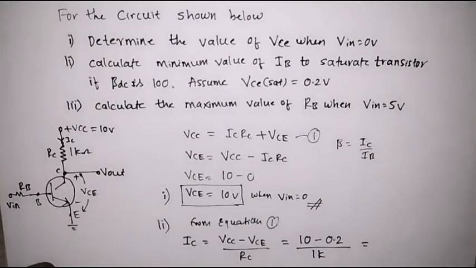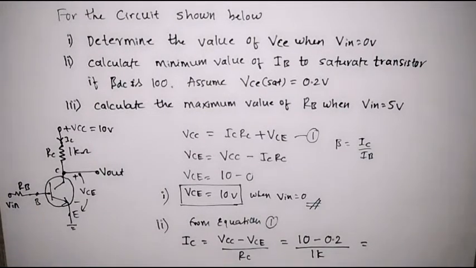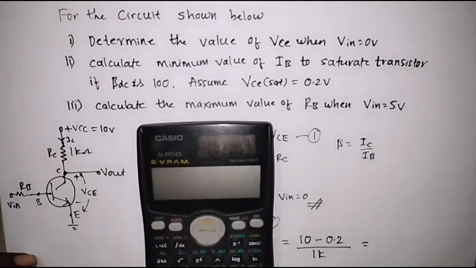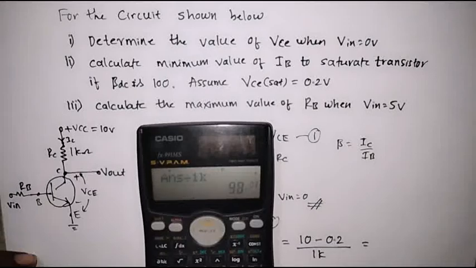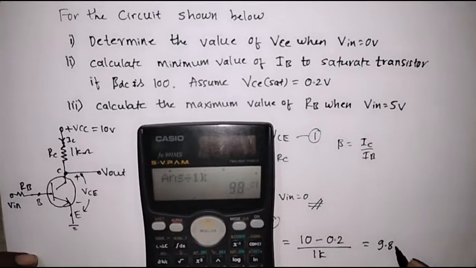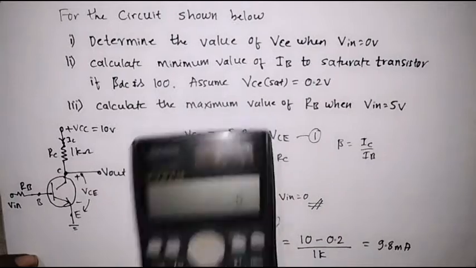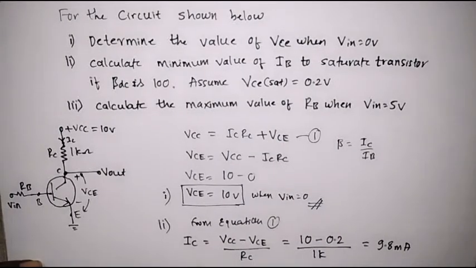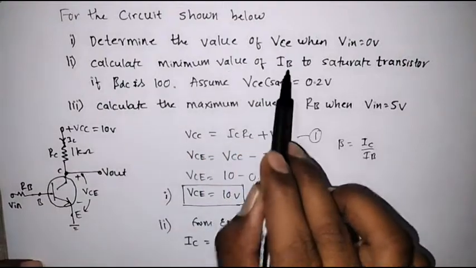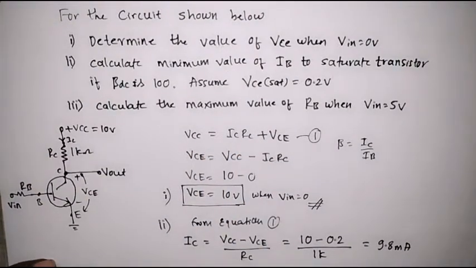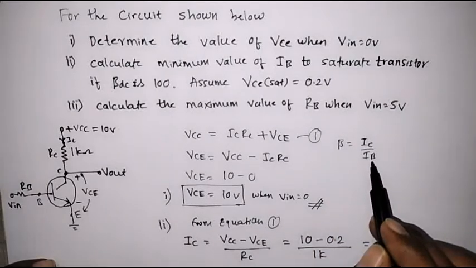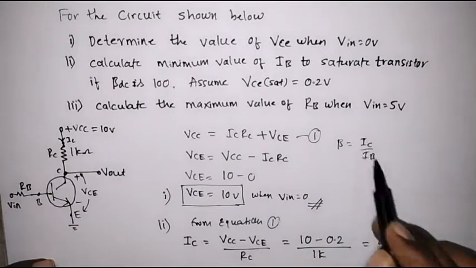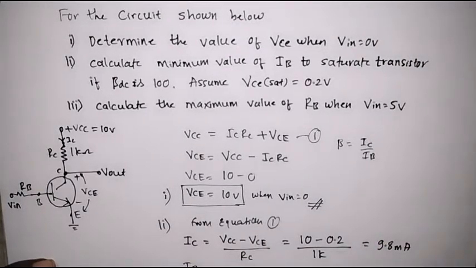So solving this, we'll get IC is equal to 10 minus 0.2 divided by 1 kilo. It gives 9.8 milliamps. So now we are supposed to calculate the minimum value of IB, that is base current. We know that beta is equal to IC by IB, therefore IB is equal to IC divided by beta.